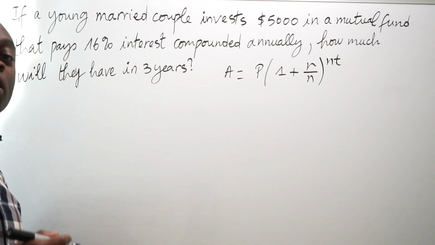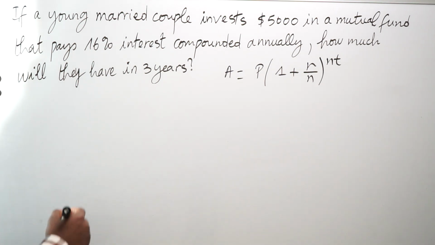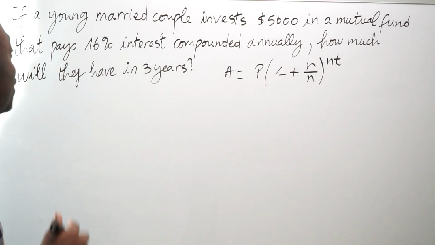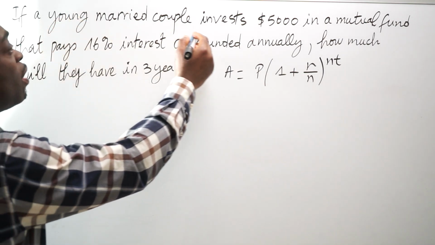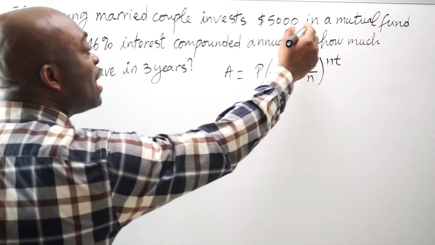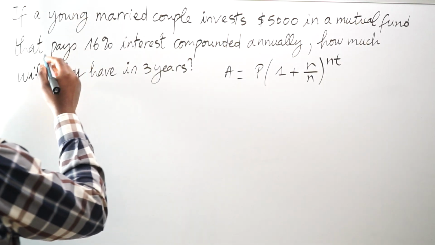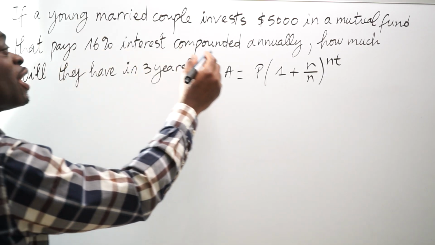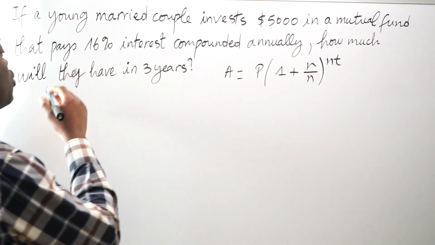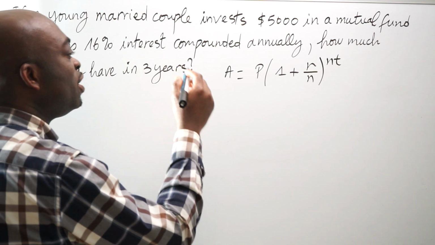Ladies and gentlemen, let's talk about money in this case, right? So we are applying the exponential function. If a young married couple invests $5,000 in the mutual fund that pays 16% interest compounding annually, how much will they have in 3 years?